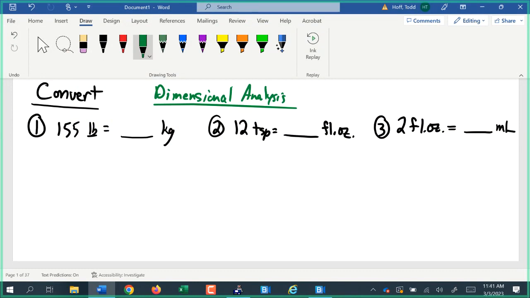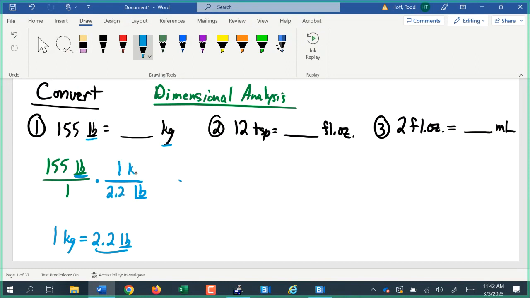So let's take a look at the first one here. We had 155 pounds going into kilograms. So in order to make that conversion, I turned the 155 pounds into a fraction by just putting it over 1. And then I need an equivalency between pounds and kilograms. And if I look up, I get the equivalency. 1 kilogram is approximately 2.2 pounds. So up here in my conversion factor, I have pounds on top. I need to get it to cancel out, so I'm going to put pounds on bottom here. So 2.2 pounds equals 1 kilogram.